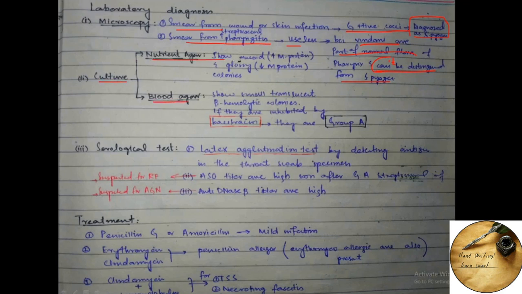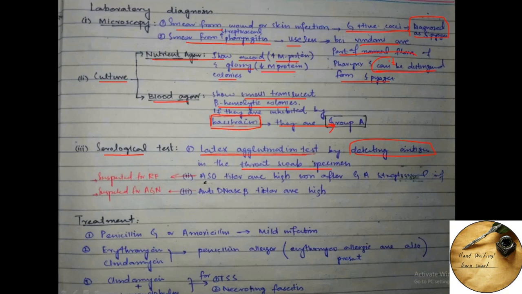Nutrient agar shows matt and glossy colonies: matt due to increased M protein and glossy due to decreased M protein. Both types of colonies can be seen. Blood agar shows small translucent beta-hemolytic colonies. If they are inhibited by bacitracin, it is confirmed that they belong to group A and it is Streptococcus pyogenes. Serological tests include the latex agglutination test by detecting antigen in the throat swab specimen.